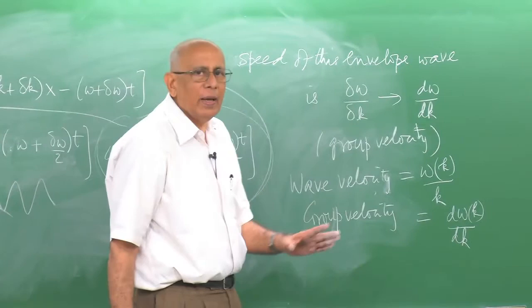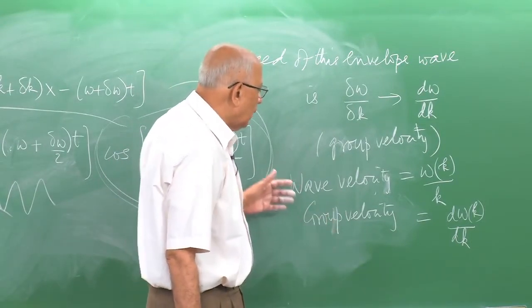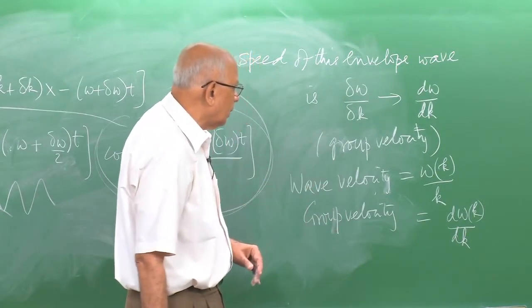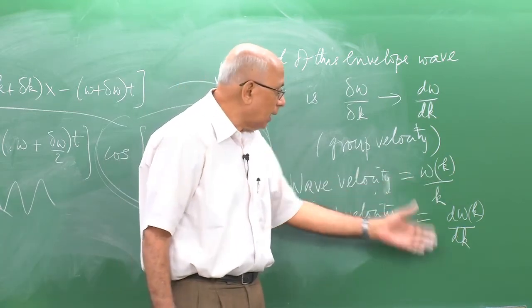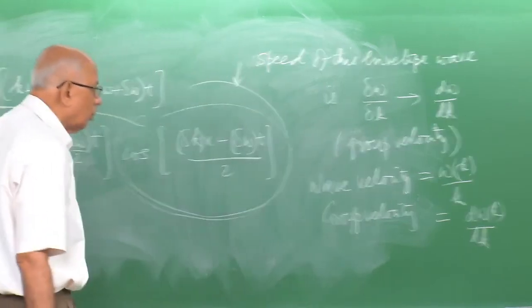So, if you have a single wave there is no problem, but the moment you have a whole collection of waves of different frequencies superposed, then you have both a wave velocity, individual wave velocities, as well as a group velocity d omega by dk.